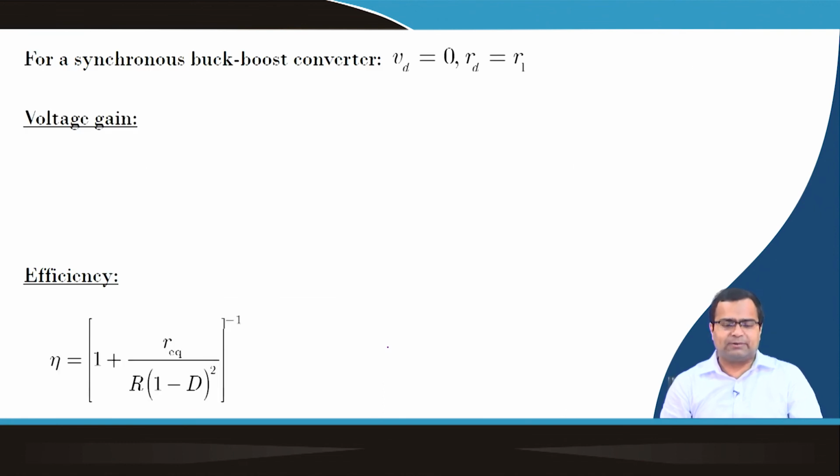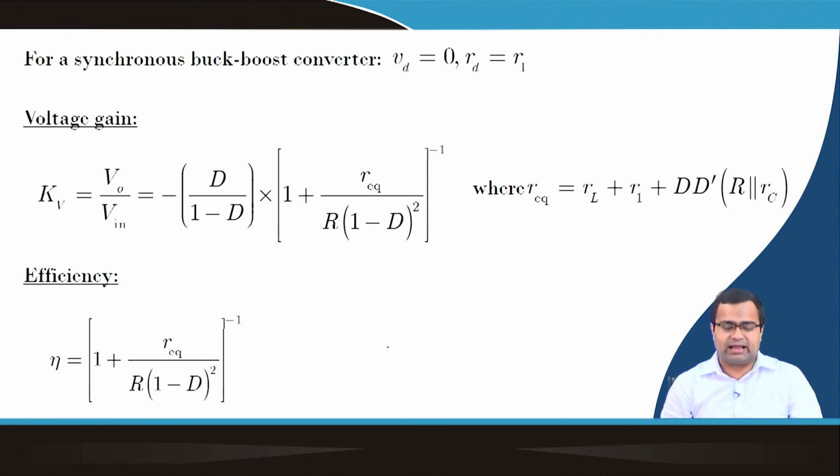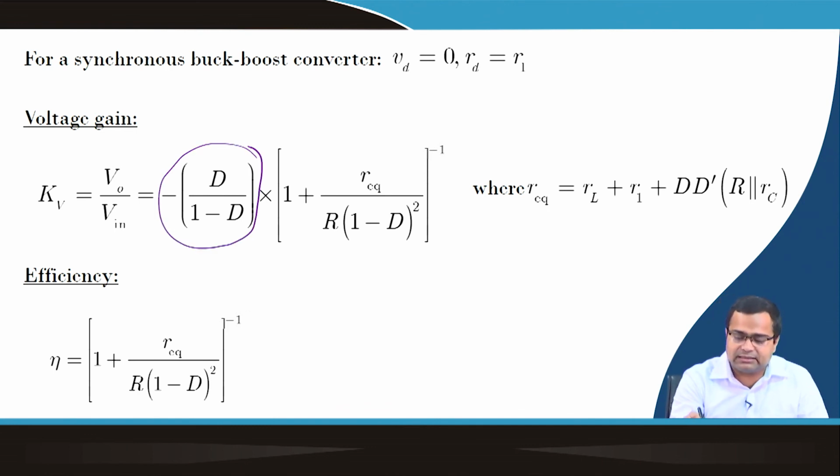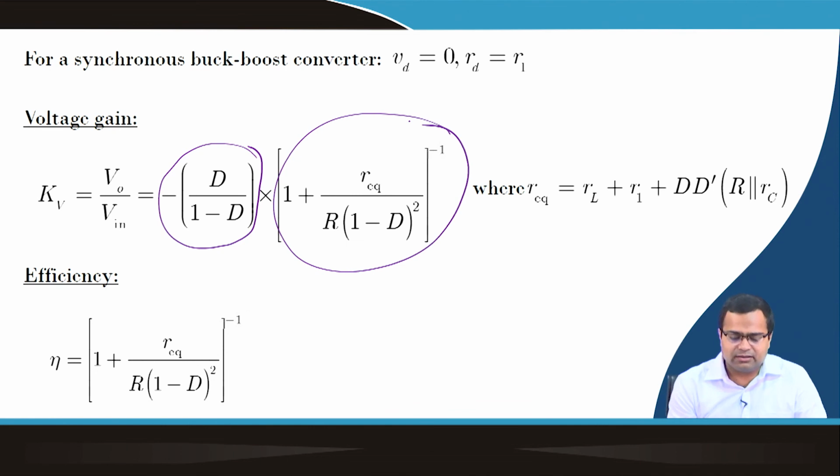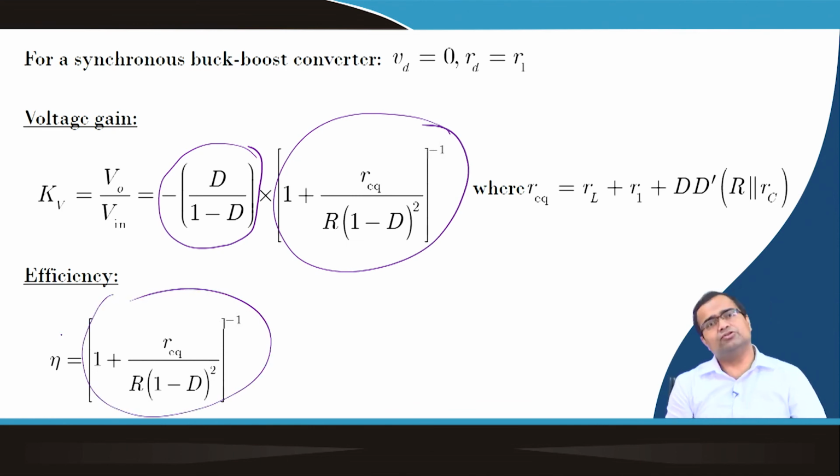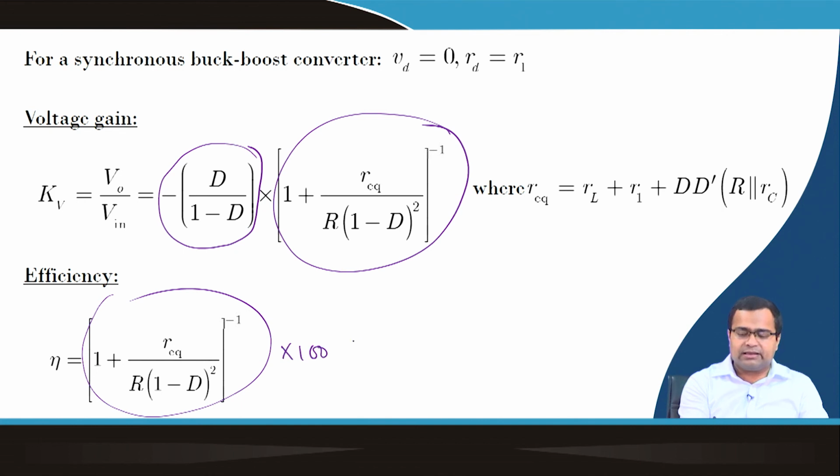So, for a synchronous buck boost converter, again we can write down that this is my ideal voltage gain and this is my correction factor, and the efficiency will be simply the correction factor that we have discussed. So, this is the same thing as for buck boost, and for the synchronous configuration, the efficiency is simply the correction factor, that is the beauty. So, if the correction factor becomes smaller, the efficiency will fall, and if you multiply by 100, then we can write it in terms of percentage.